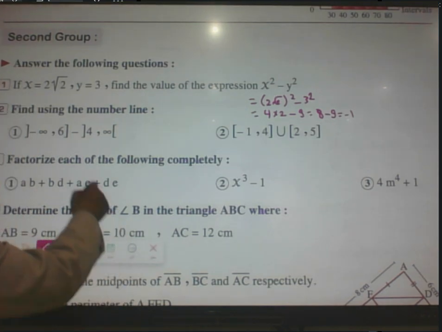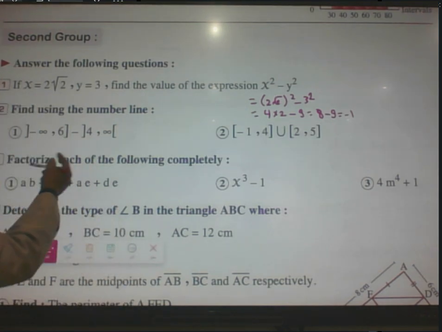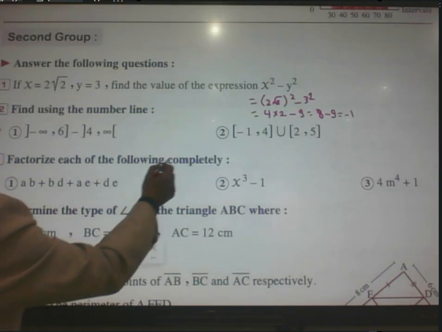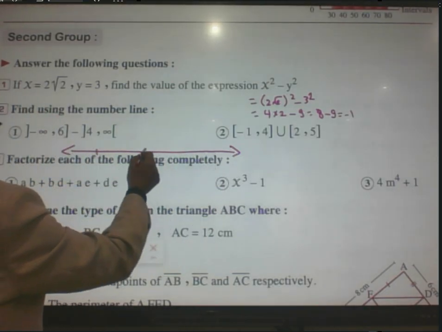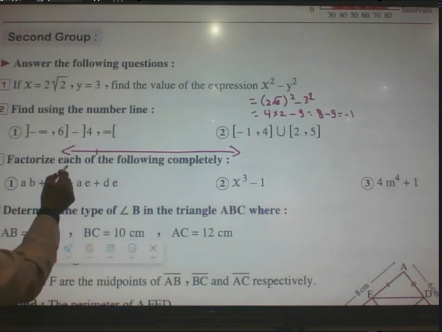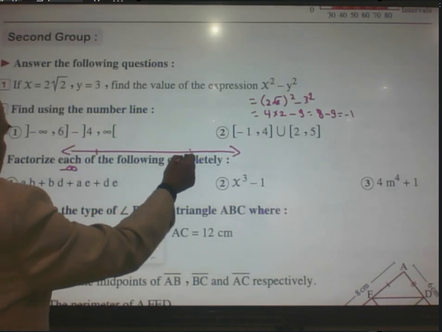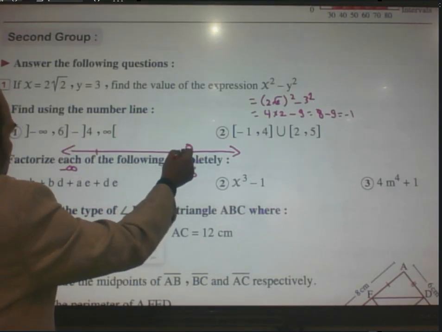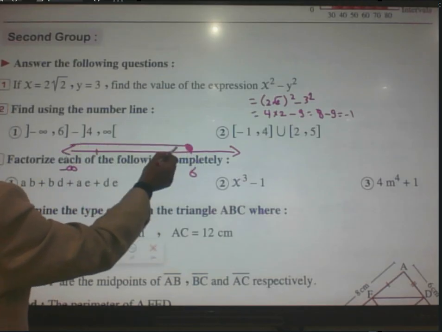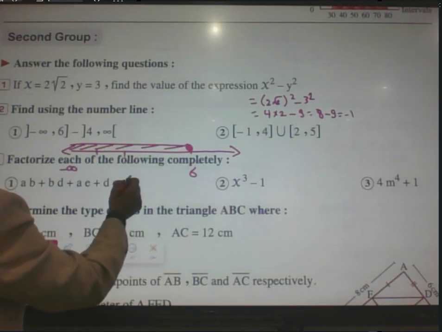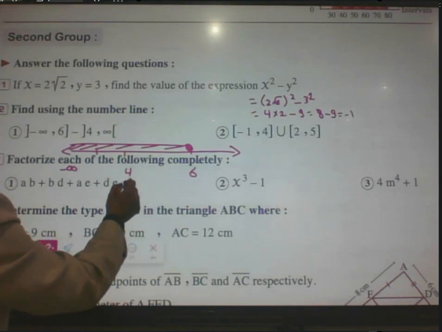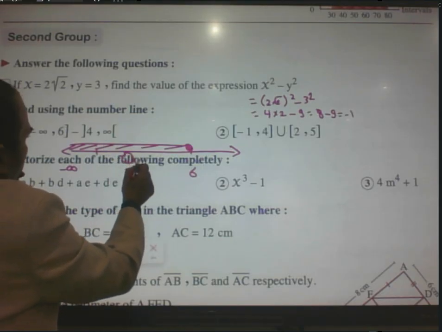Next question, we have interval. We want to find the difference between two intervals. I will draw number line here. Okay, like this. First, negative infinity to 6. We have number here 6. 6 was closed. It's the first interval. And second, from 4 to infinity here. 4 was opened to infinity here.